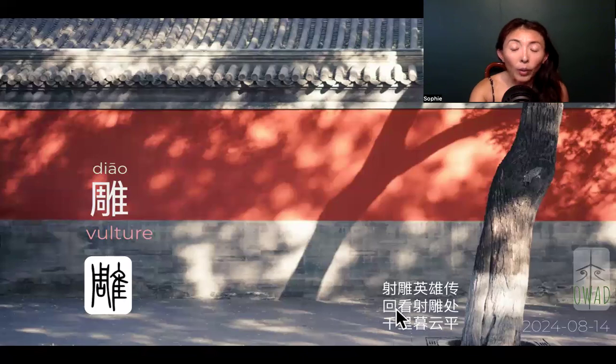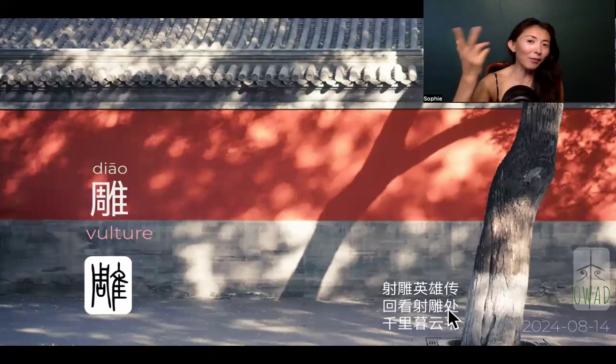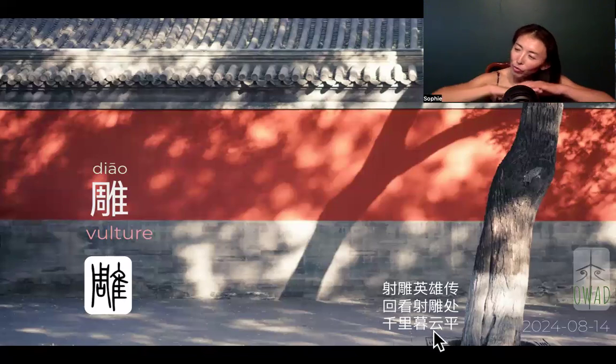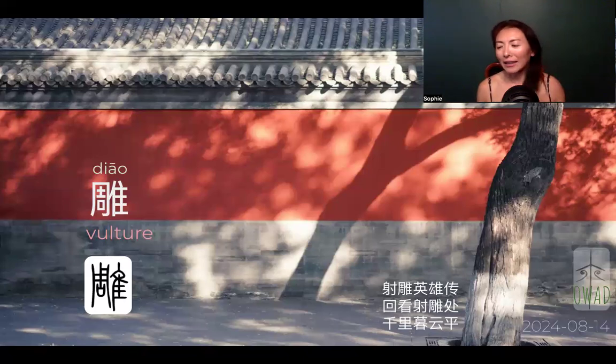射雕, 回看射雕处. So you turn around, look at where you shot down that big vulture. 千里暮云平, the sunset cloud through 1,000 miles looks just flat out there. I mean, picture that. Nowadays, at least me, I live in the city. I'm a city dweller. It's hard for me to see very far. You see out to buildings, the city scenery, the skyline of the city. How can we see 1,000 miles out?